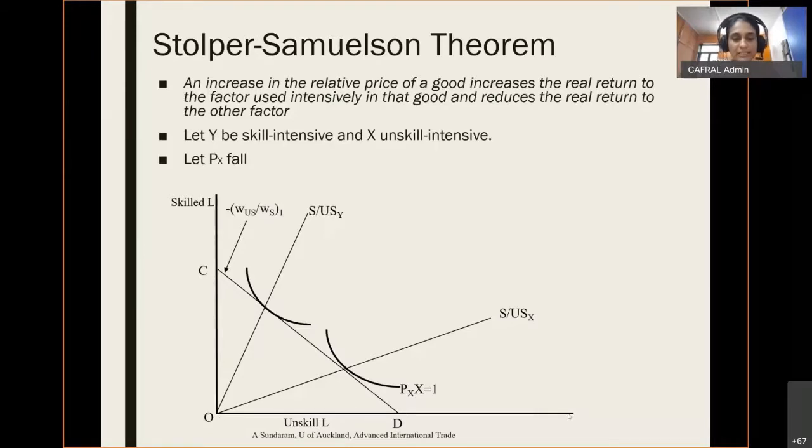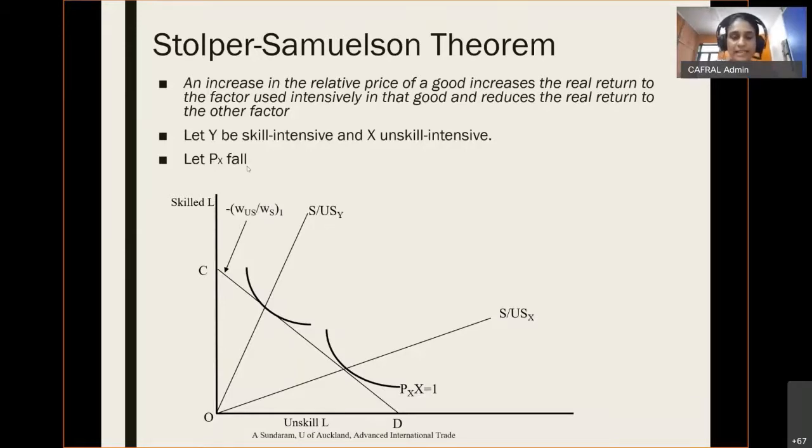I have unskilled labor on the x-axis and skilled labor on the y-axis. I have my usual cone of diversification. I have my isoquants and the unit cost line intersecting both isoquants. Okay? So suppose that there is a change in the relative price of a good, or in other words, here we have let Px fall.